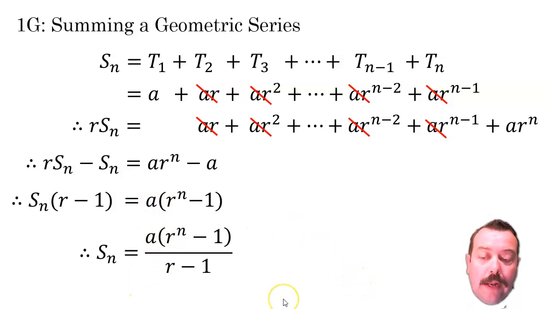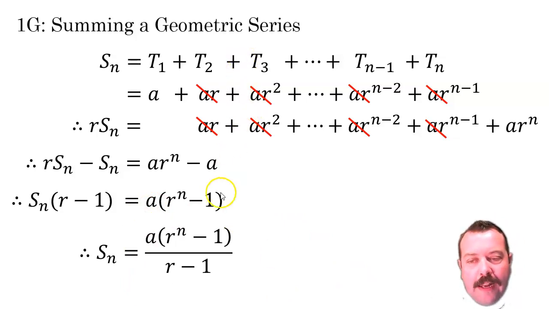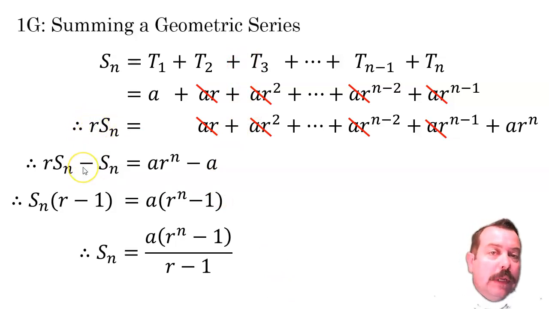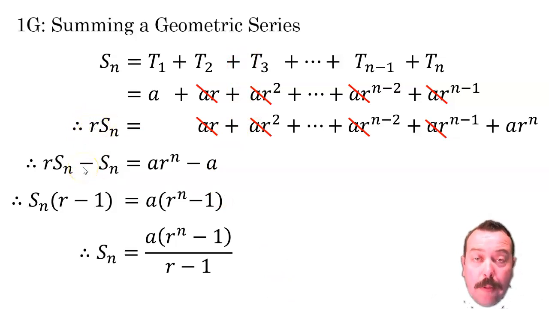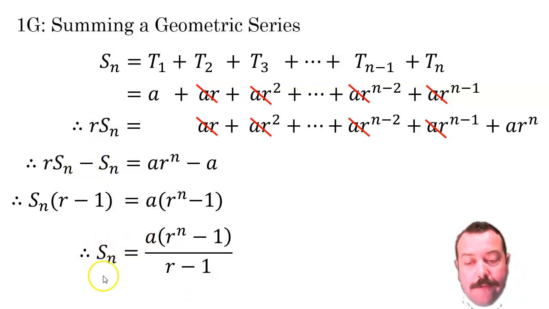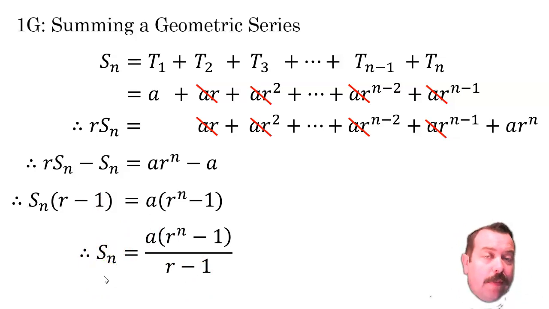So here is a formula for the sum to n terms for a GP. These two steps here are reasonably tricky to remember. However, you don't need to remember the derivation of it. This formula here, again, you don't even need to remember that. It's on your reference sheet. But the sum to n terms of a GP is a outside of r to the power of n minus 1 over r minus 1.